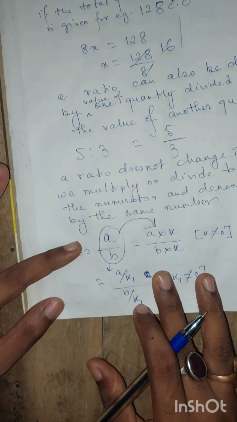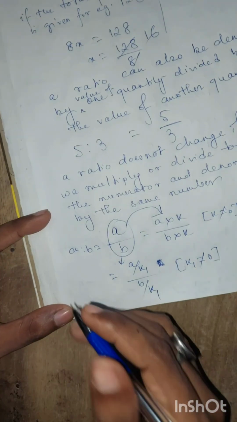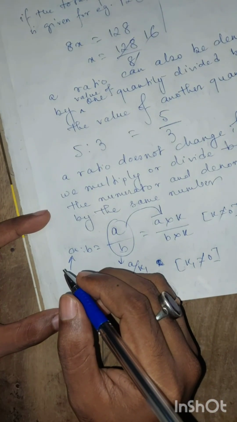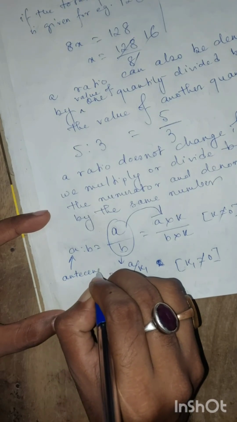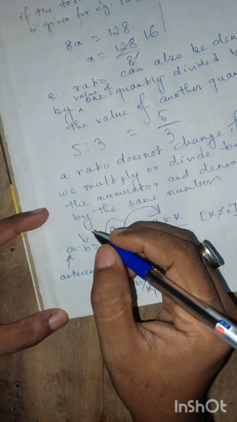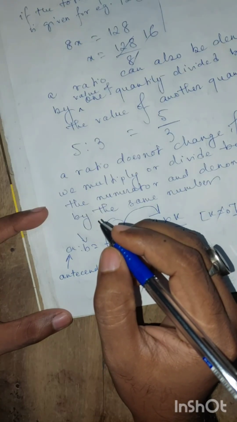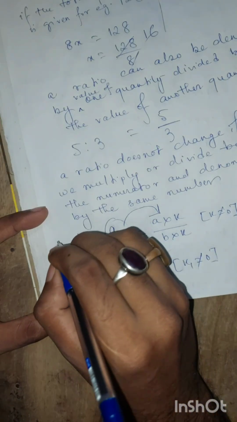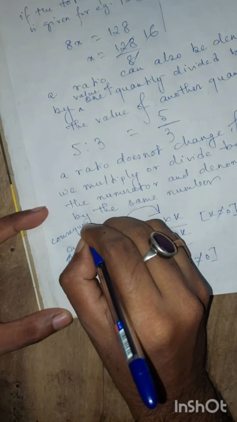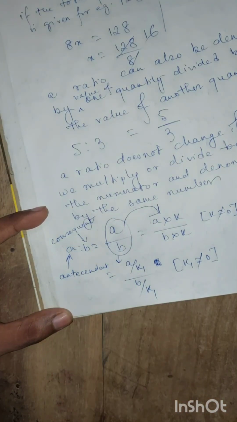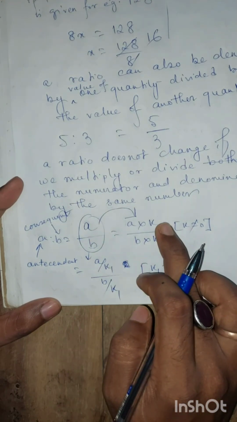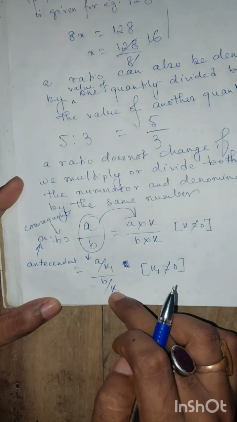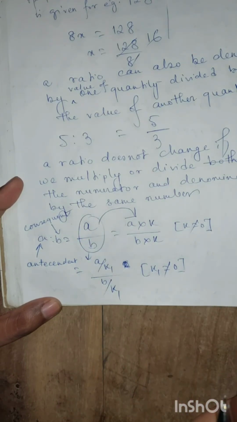When we look at a ratio of two terms, the first term is called antecedent and the second term is called consequent. So when we multiply numerator and denominator by the same constant, or divide numerator and denominator by the same constant, the ratio does not change.